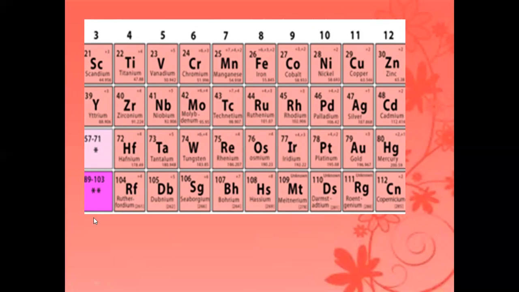The next series is the fourth transition series. The fourth transition series starts from actinium. Actinium atomic number is 89, and 104 is Rutherfordium. It ends with copernicium. The copernicium atomic number is 112.